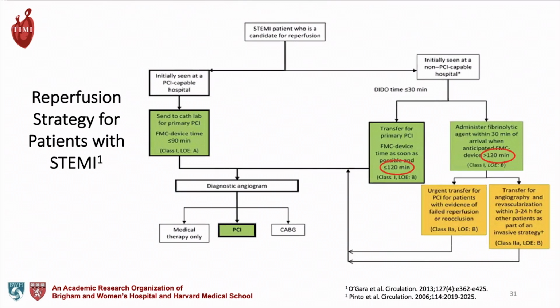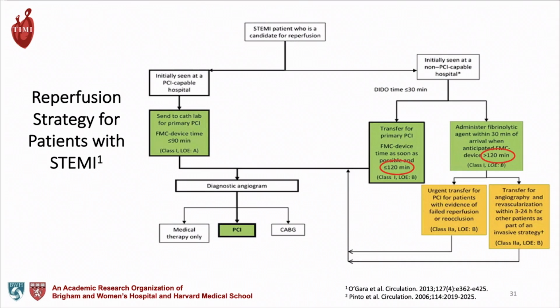And so this algorithm comes from the 2013 ACCF/AHA STEMI guidelines, which was the last time, believe it or not, that the STEMI guidelines came out. But I think it's actually a very useful, simple way to think about this. If we move to the left on the algorithm, if patients initially present to a PCI-capable hospital with a STEMI, they should go straight to the cath lab. And the goal is to have their door to balloon time be less than 90 minutes.